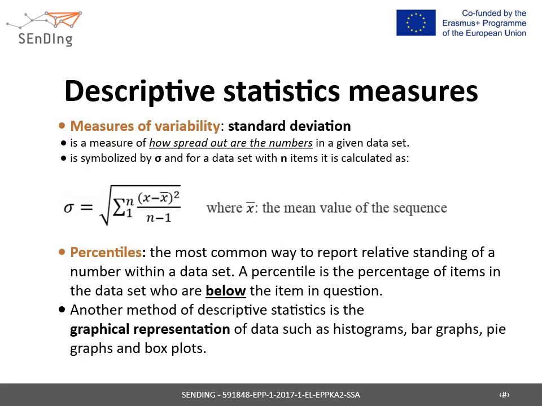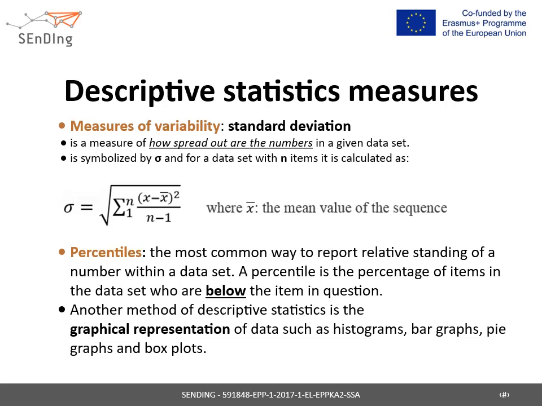The typical measure of variability is the standard deviation. The standard deviation is a measure of how spread out numbers in a given dataset are. Its symbol is the Greek letter sigma, and for a dataset with n items it is calculated with this formula, where x hat is the mean value of the sequence.